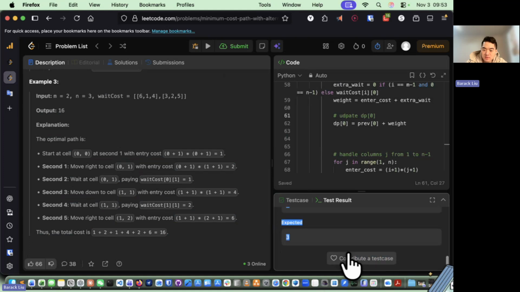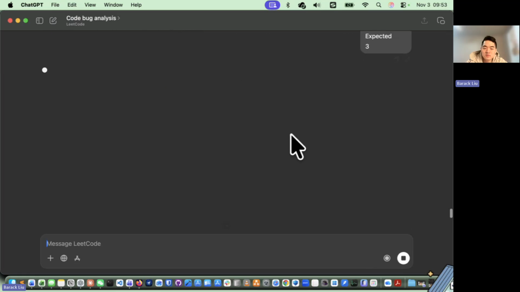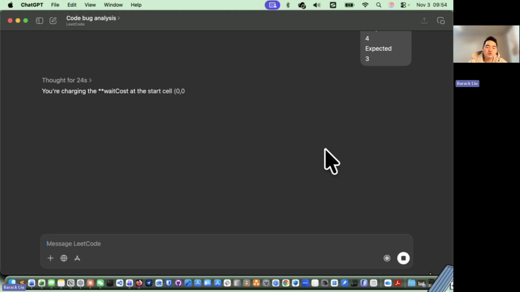Wrong answer. So you see, sometimes using ChatGPT to debug is not a pretty good idea. I guess I shouldn't use ChatGPT for debugging, maybe. Maybe should use Claude because Claude is more logical. Yeah, I think that's something I should try.